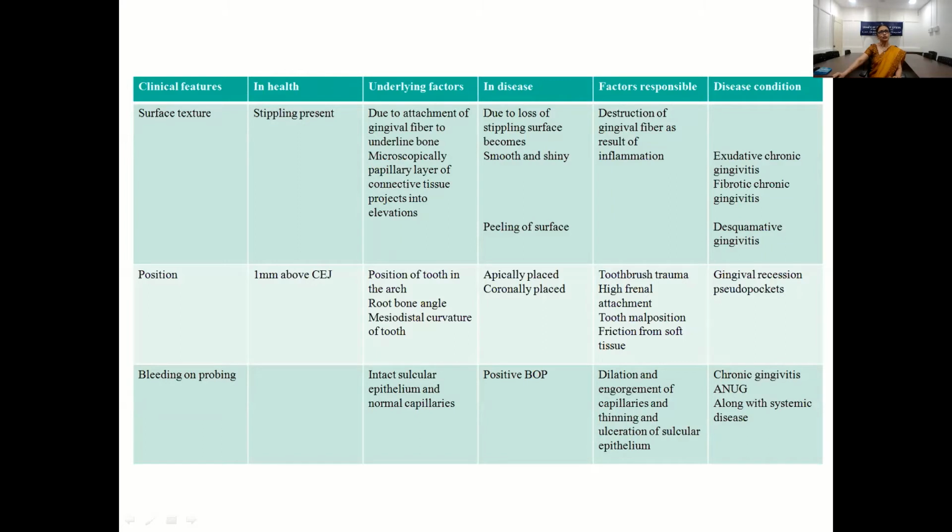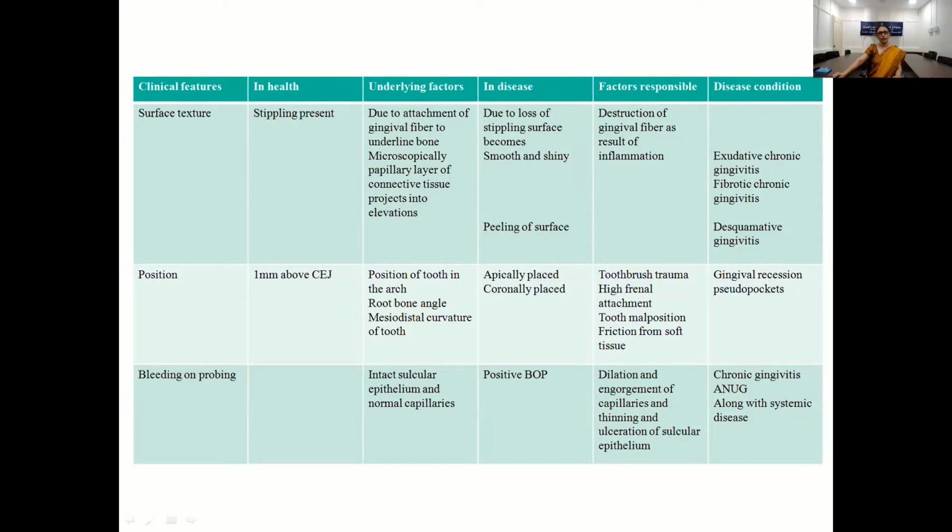Usually, the position of the gingiva is 1 millimeter above the CE junction. Whenever there is gingival recession, or when pseudopockets are present, the position of the gingiva gets changed. It can be either apically placed or coronally placed. The different factors responsible for the change in position can be toothbrush trauma, sometimes a high frenal attachment, tooth malposition, or friction from the soft tissue.